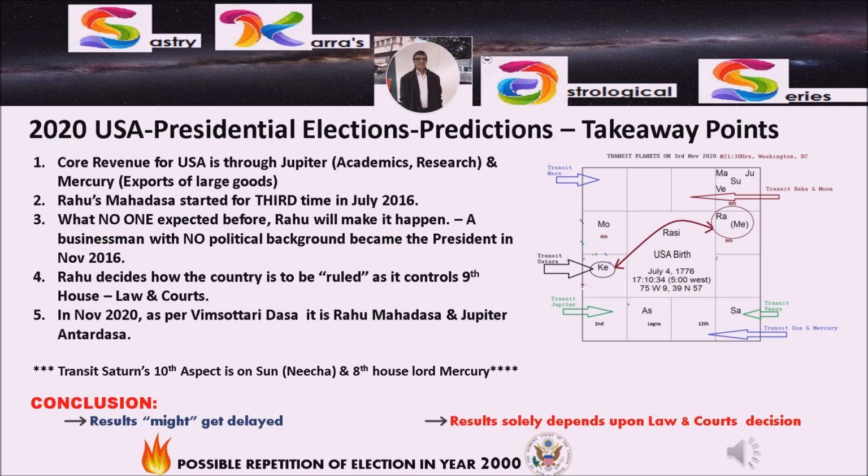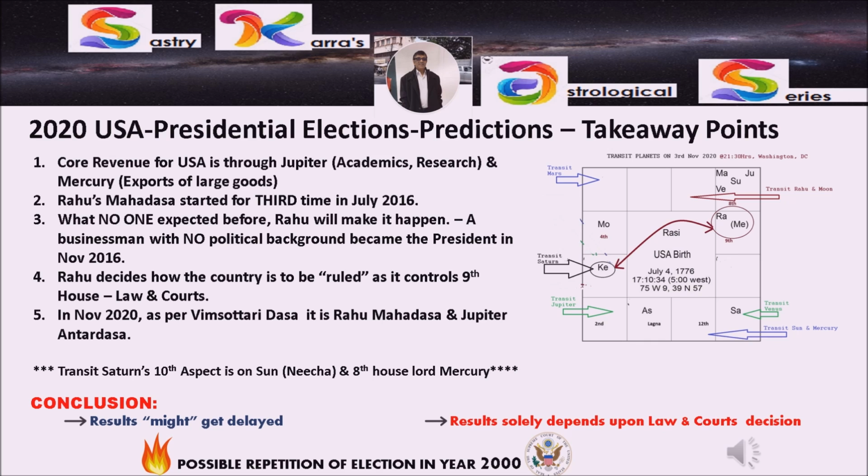Just like the presidential election, the laws in the country, new laws have come up, or the old laws were being closed, and that has shocked the people too. In the same way as the court decisions. And now it comes to November 2020. According to the Vimsottari Dasa system, it will be Rahu Mahadasa and Jupiter Antardasa.